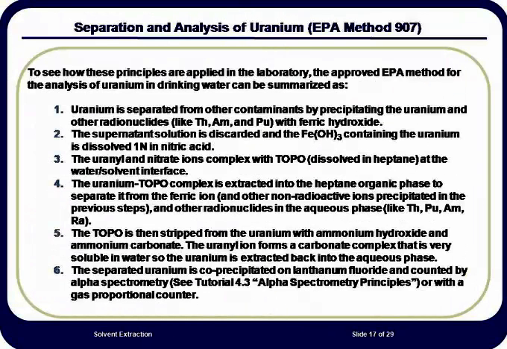A general outline of the EPA method for uranium separation is identified on this slide. As you can see, this not only involves solvent extraction, but co-precipitation and complexation. In the original method, gas proportional counting was used and only total uranium could be reported. However, alpha spectrometry does allow the user to speciate the uranium isotopes and quantitate them separately.